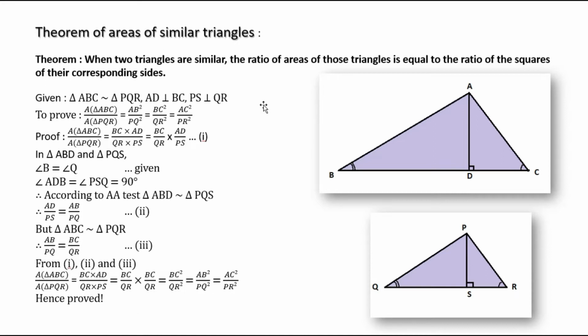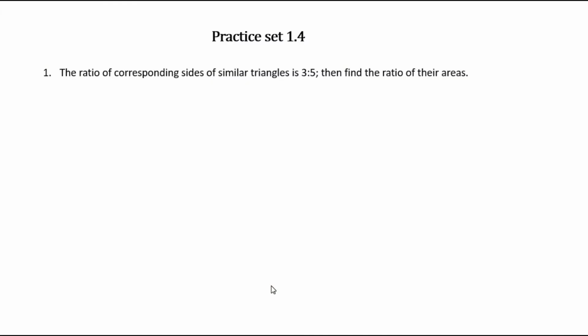So this is what this theorem says, and this is our desired result, because we have to prove that the ratio of the areas of these two triangles is equal to the ratio of squares of their corresponding sides. Okay, now it's time to solve practice set 1.4.